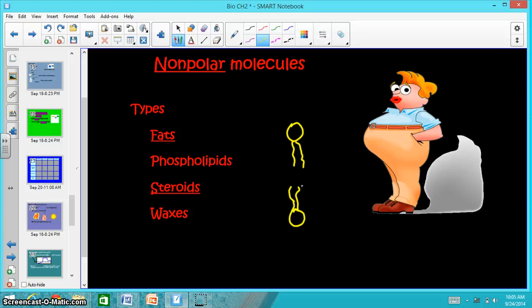Steroids are important in many different body processes. The most common steroid is cholesterol. It's used for many different functions, helping make antibodies would be one of them. And then waxes are your other type of lipid. And because, again, they're nonpolar, they're not going to dissolve in water. They're only going to dissolve in other nonpolar molecules.